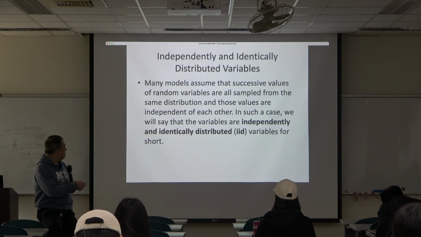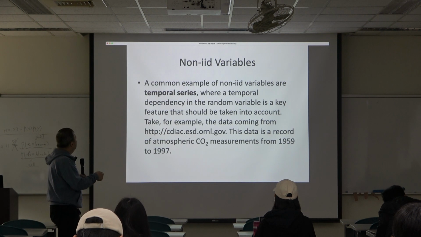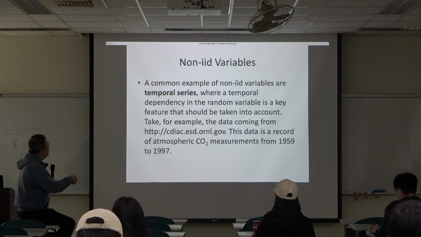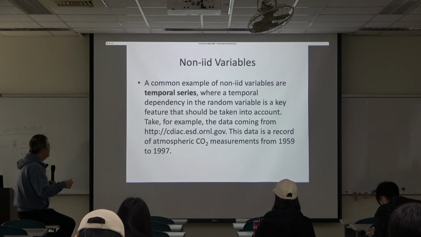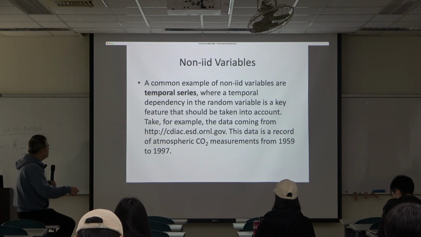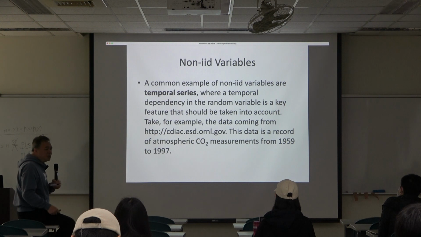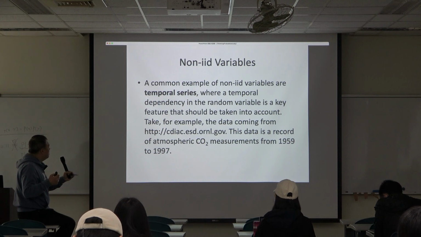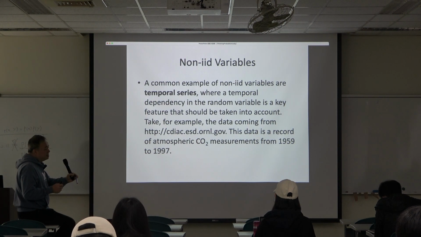Here, I mean, we have a non-IID variable. For example, let's consider that we try to sample the atmospheric CO2 measurements. If you look at the CO2 distribution just for a short period of time, of course you can assume it is IID.